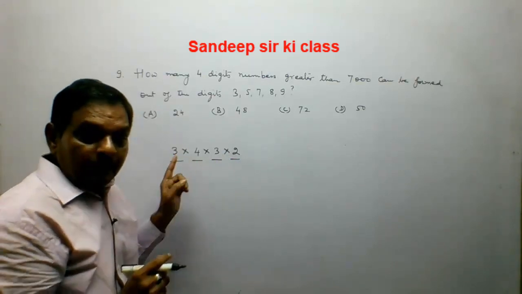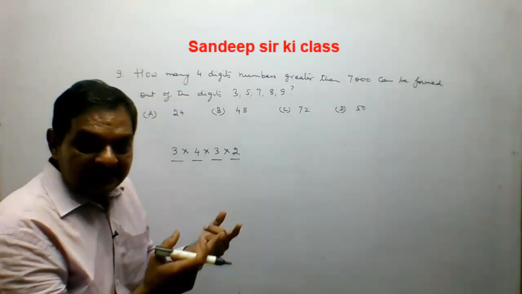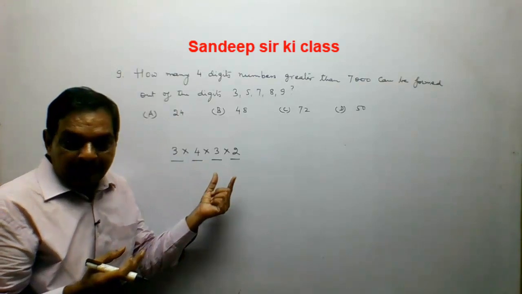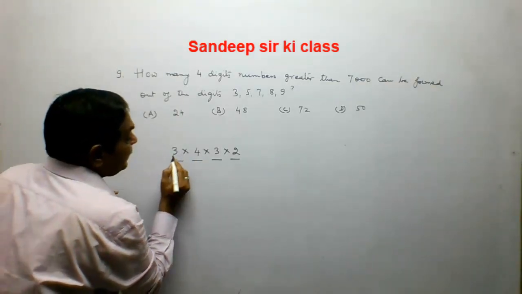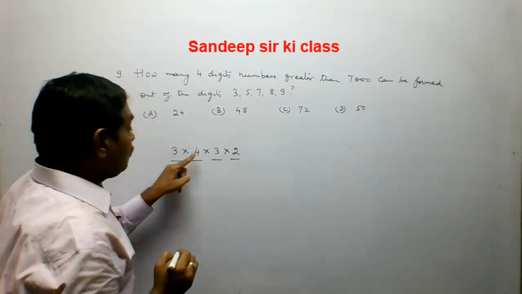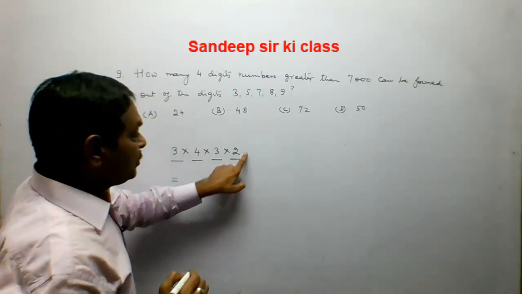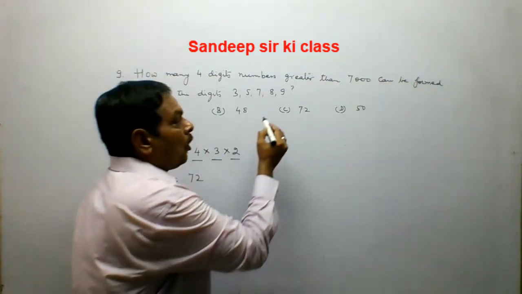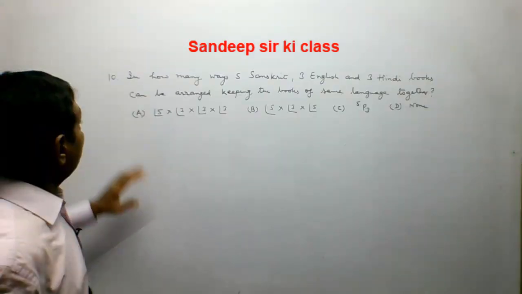We are multiplying because the first activity is done, then the second activity is done, then the third activity is done, then the fourth activity is done. If it is done in this manner, then we are to multiply. So the total number of ways will be 3 into 4 into 3 into 2, which is 3 into 4, 12. 12 into 3 is 36. 36 into 2 is 72. So here we find option C is the correct answer.